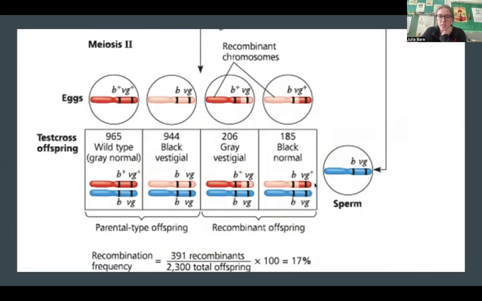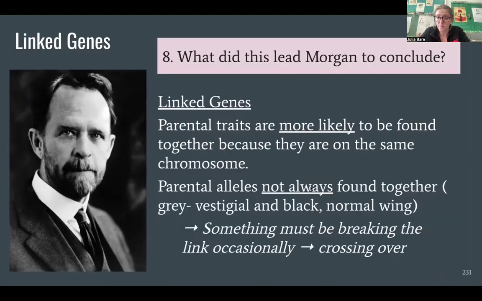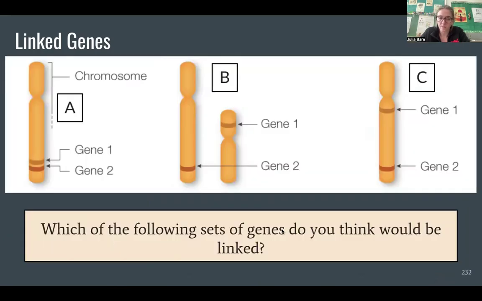If we go back to this diagram, the parental traits didn't always get associated together. Remember, the parental was the wild type versus the mutant. And if you notice, you have a mixing of the wild type and the mutant here with the gray vestigial and the black normal. Now, if you have learned about meiosis in AP biology, you will know that this is the result of crossing over. Something had to be breaking the bond between the parental traits, and that thing is crossing over.